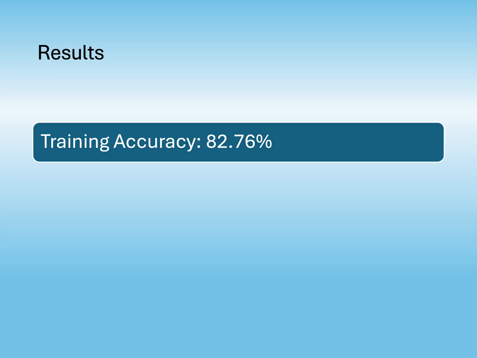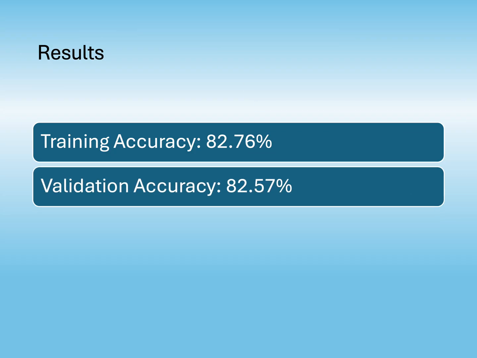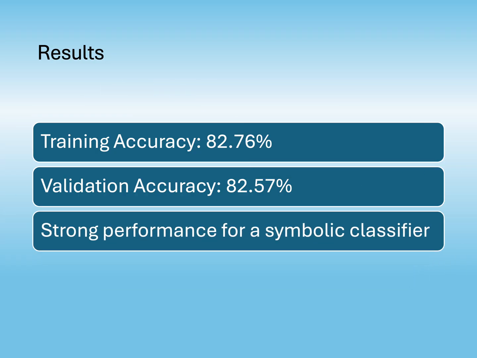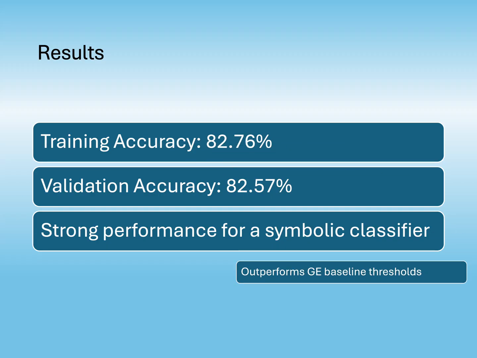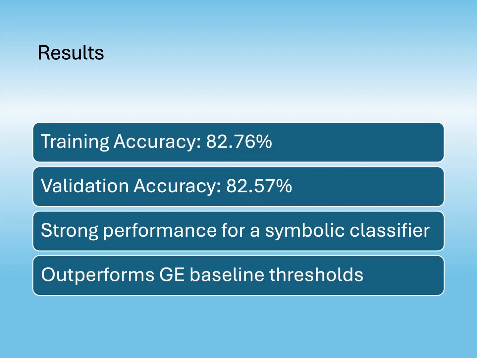So now let us talk about the results. The model achieved a training accuracy of around 82.76% and a validation accuracy of 82.57%. These results show that the model generalizes well. It also outperforms the baseline GE model mentioned in the assignment, which had around 74% accuracy. On Kaggle, the model achieved competitive performance as well. The classification report showed strong performance on class 0 and reasonable performance for class 1, which is typically harder due to imbalance. Overall, GP produced a good balance between accuracy and interpretability.